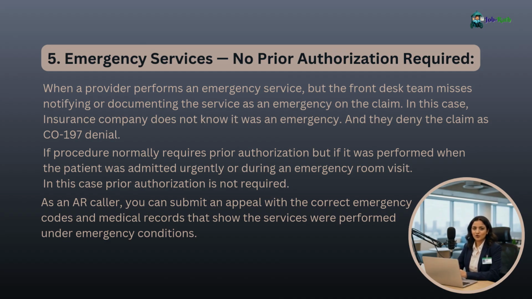As an AR caller, you can submit an appeal with the correct emergency codes and medical records that show the services were performed under emergency conditions.